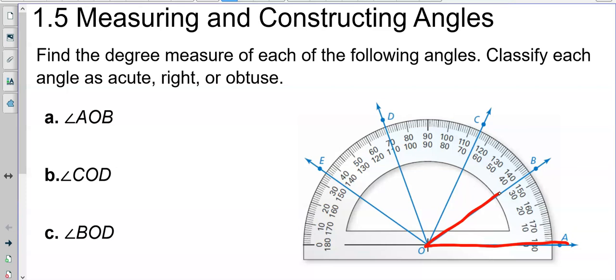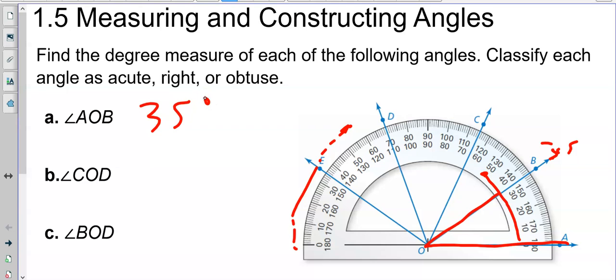All right. Now, obviously, this is a smaller angle. Now, if you notice, we have numbers going this way, 0, 30, 40, 50, 60. On the outside, we have bigger numbers going this way, 0, 10, 20, 30, 40, 50, 60, and so forth. We want to use the smaller numbers, all right? So this one is between 0 and 30, and then if you count, it's 31, 32, 33, 34, 35. So that's going to be 35 degrees.